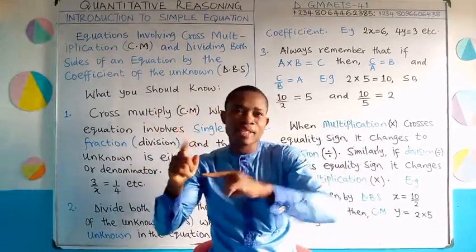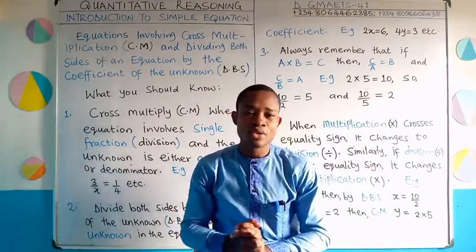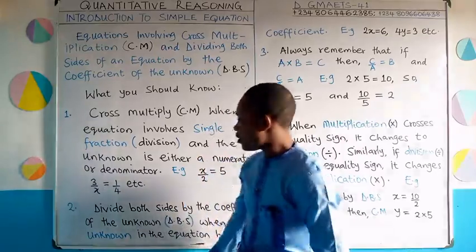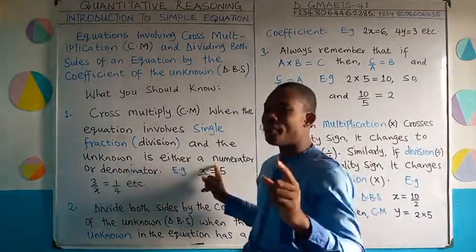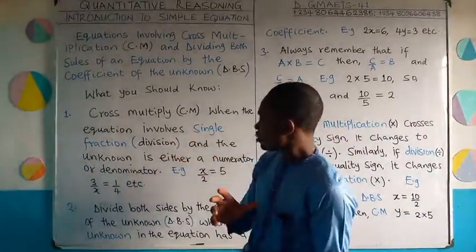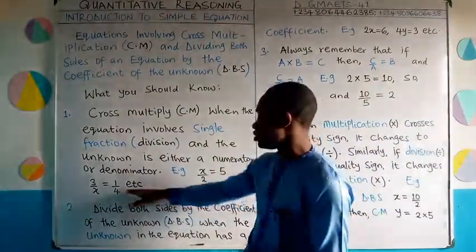Maybe this divided by that, you get the other one. Please remember that in that case, you are expected to cross multiply. And like I said here, the unknown should either be a numerator or denominator of that equation. Let us quickly look at some examples here. I have two examples written on the board.